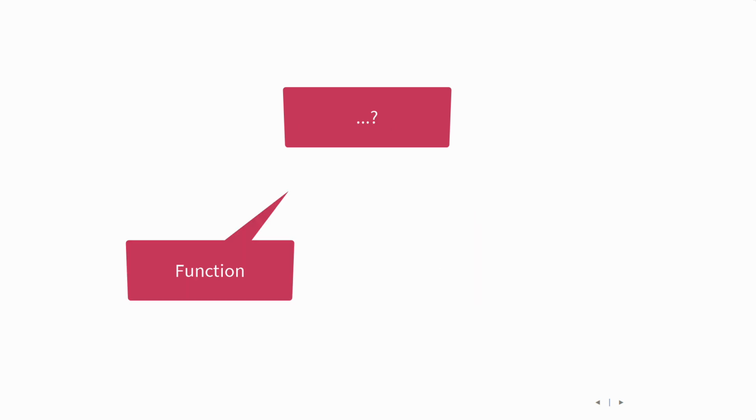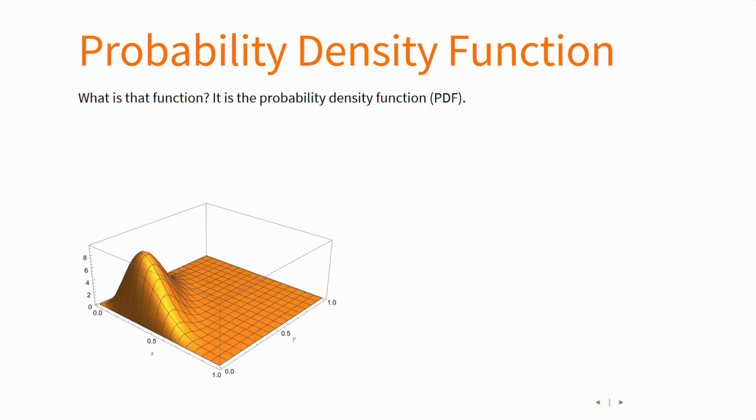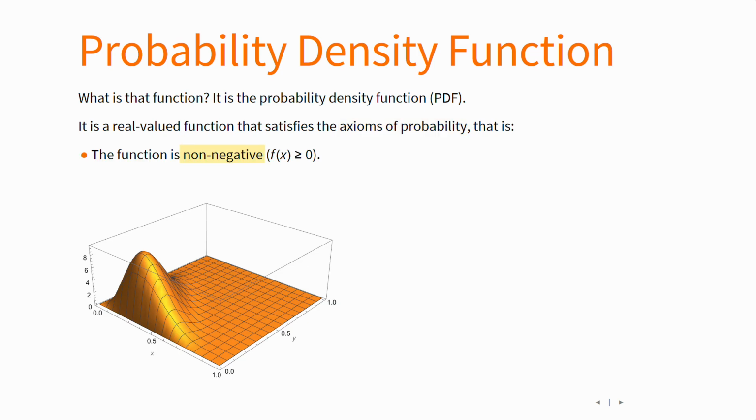When you want to refer to the actual math function specifically, that's called the probability density function, or PDF for short. It's a real-valued function that satisfies the axioms of probability. Most importantly, that it's non-negative, and that the sum of all values, or area under the curve, is 1. These two things, derived from the axioms of probability, determine whether a PDF is valid or not.